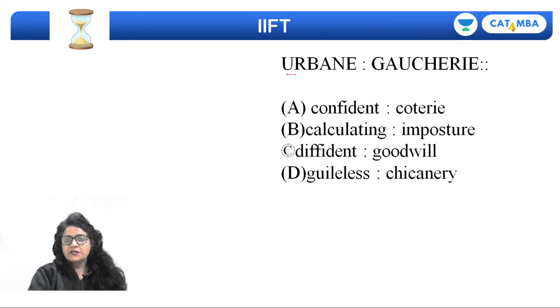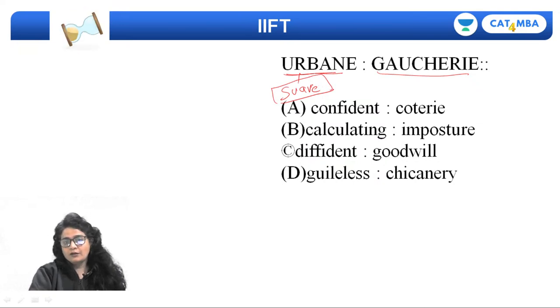Urbane, gauche, is. Tell me if you are not clear with the meanings of these words. Urbane is somebody who is suave, very sophisticated man, who is refined, well-mannered, and knows what to talk, what to say, and how to behave. He's very refined and, you know, a person who speaks in a very polite fashion, courteous, urbane.